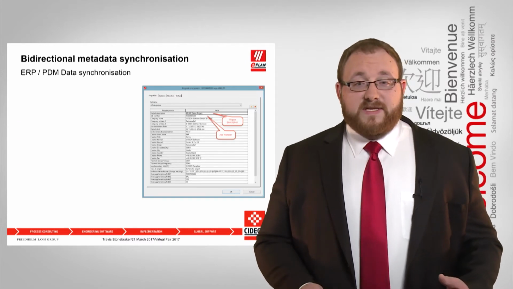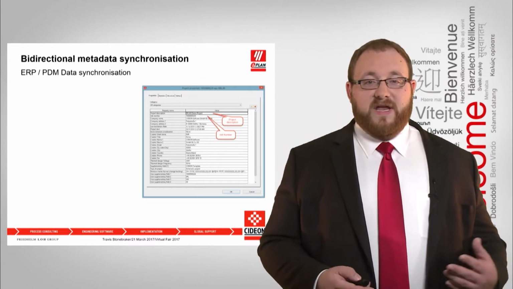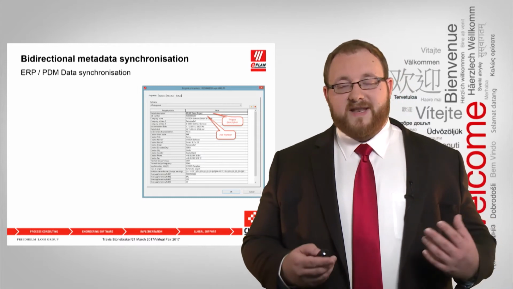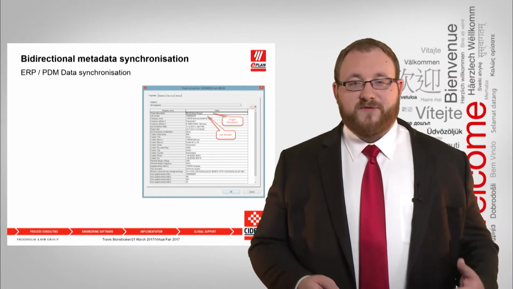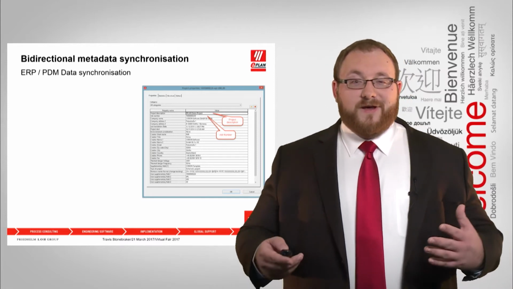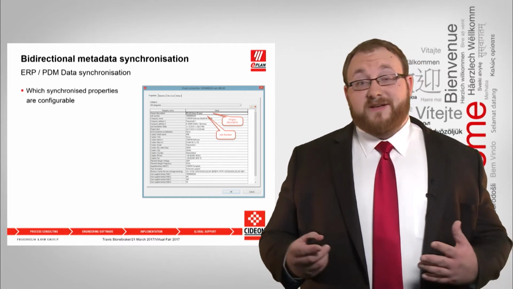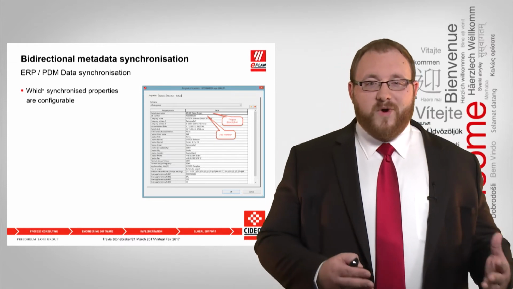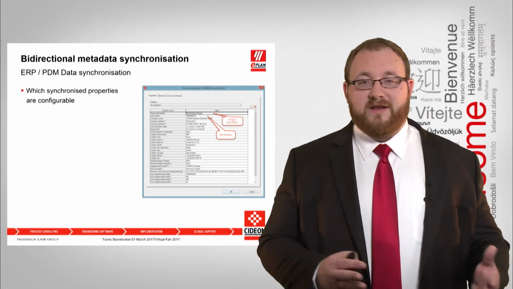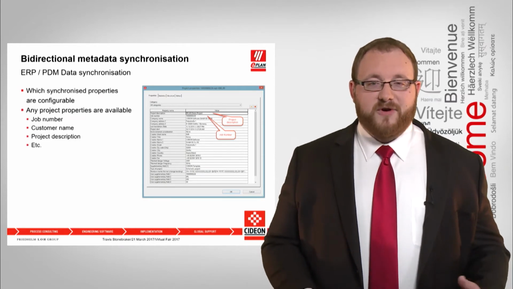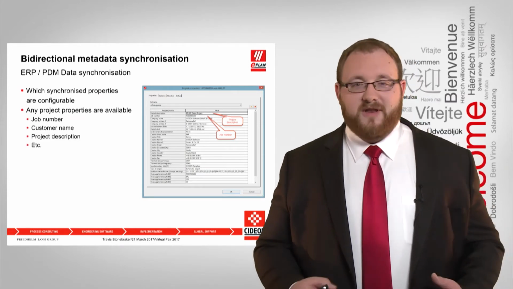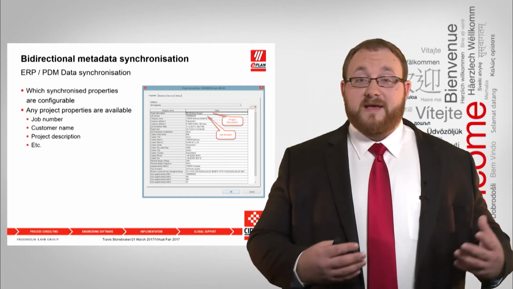So the next piece is actually showing this ERP PDM metadata synchronization. On the screen is the project properties view within the Eplan project. In there, you can define in the configuration which properties are going to be integrated together. Do you want to include, for instance, the job number? Do you want to include the project description, the particular PDM system information?